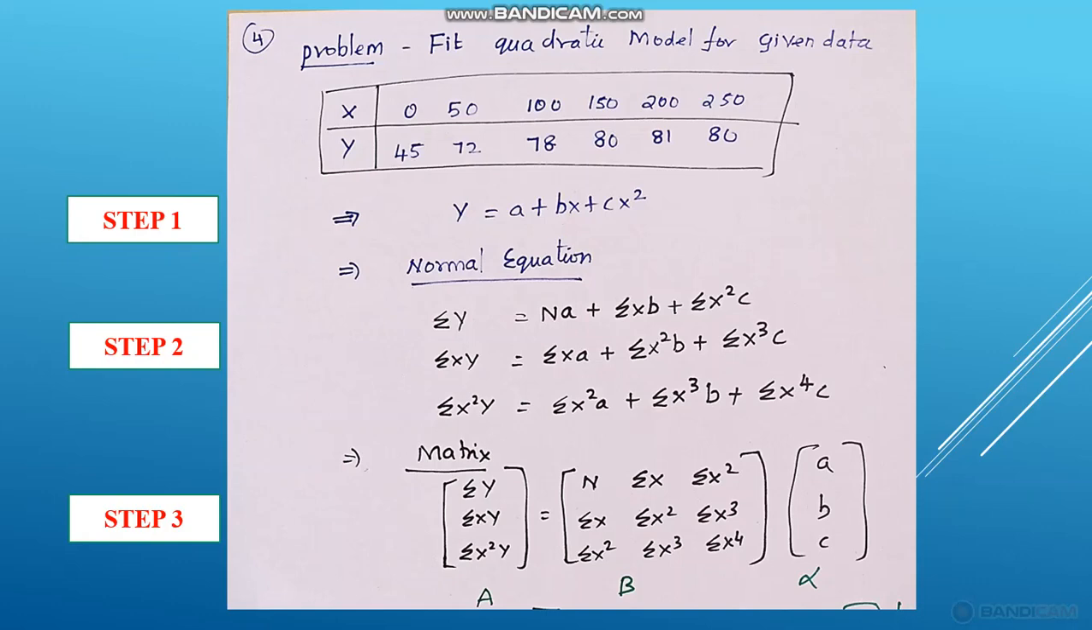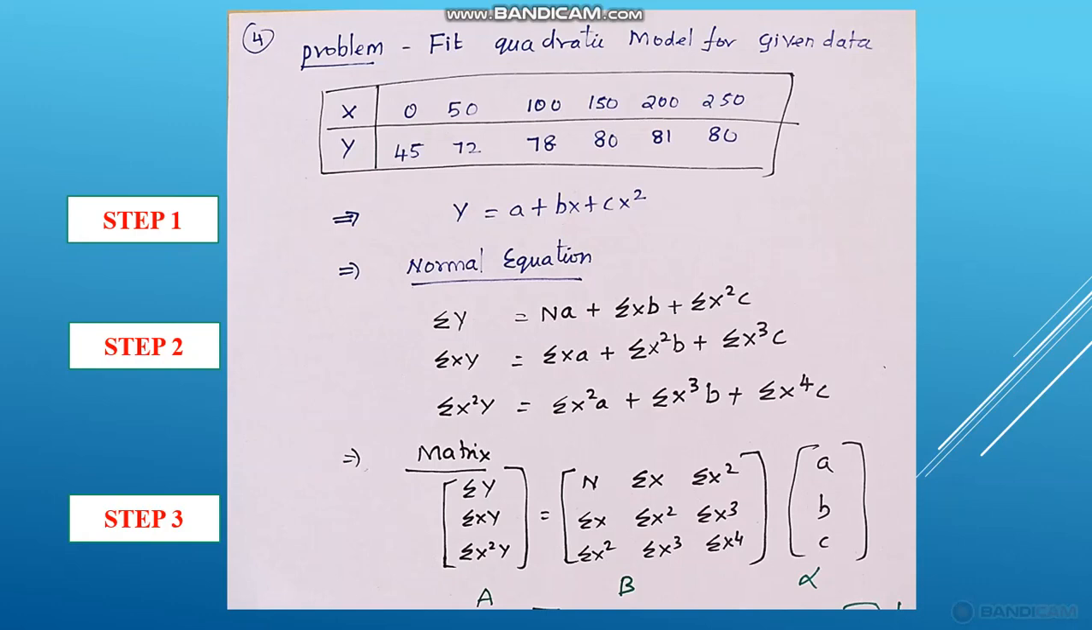In the quadratic model we are having three parameters, so there will be three normal equations. The first step is you want to write the model form. The second step is you want to write the normal equation, like this. Third step, you want to write the matrix.